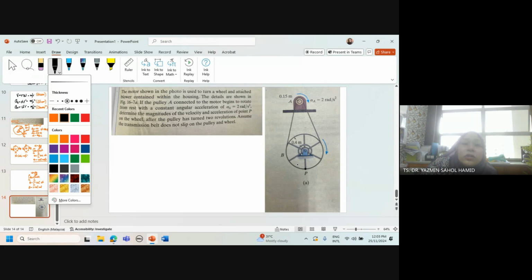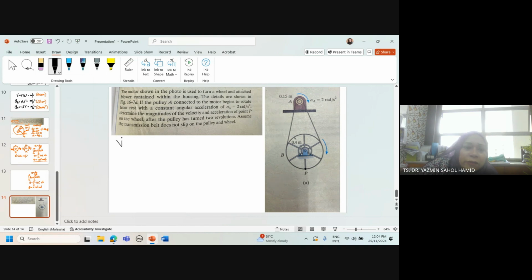The details are shown. Okay, if the pulley A connected to the motor begins to rotate from rest with the constant angular acceleration of 2 radian per second squared, determine the magnitude of the velocity and acceleration at point P of the wheel after the pulley has turned 2 revolutions. Okay, now soalan dia nak apa? Magnitude of velocity, so dia suruh kita cari V. And then dia suruh cari acceleration, magnitude of acceleration.